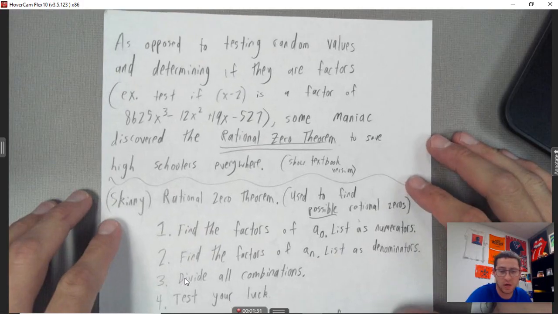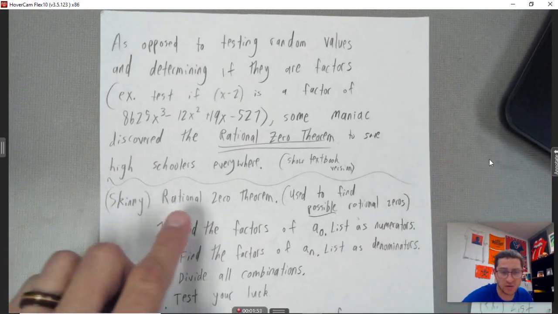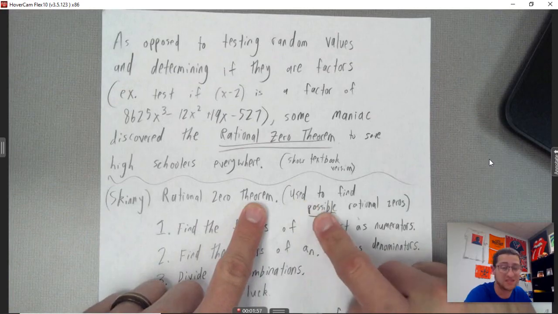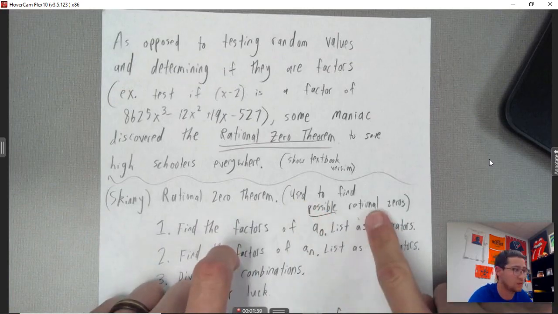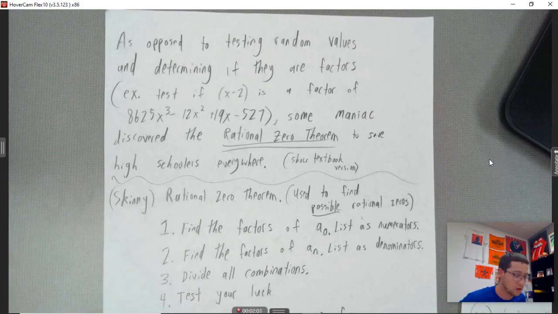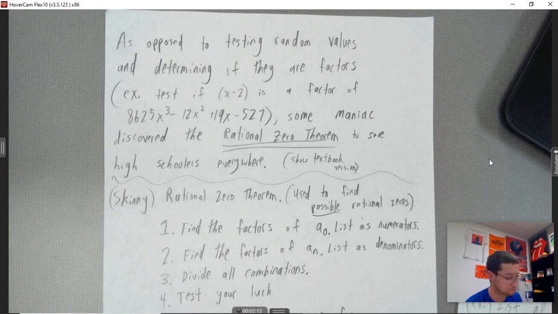So here it is, the rational zero theorem. We use it to find the possible rational zeros. What I mean by the rational zeros is you're going to have some as fractions. Essentially, we're taking that infinite pool of possibilities and limiting it down to just a few possibilities. That's what the rational zero theorem does.